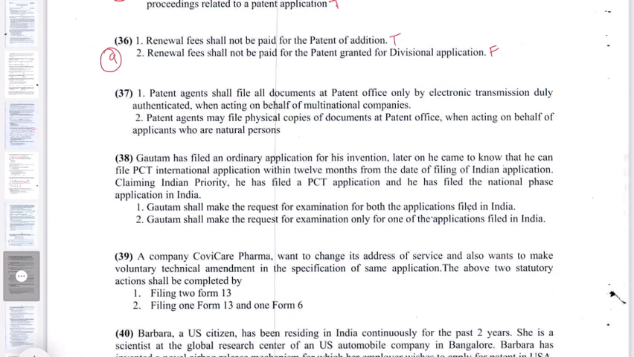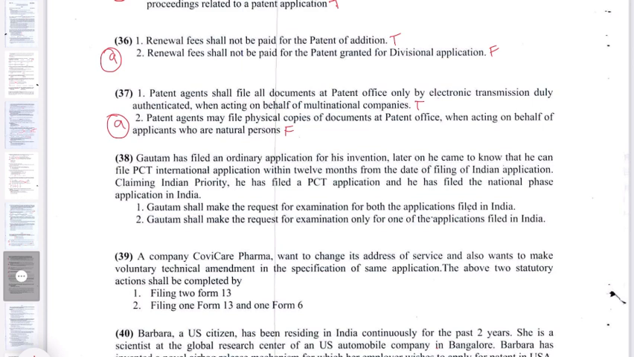Next question. Patent agent shall file all documents at patent office only by electronic transmission duly authenticated when acting on behalf of multinational companies. This is true. Second sentence. Patent agents may file physical copies of documents at patent office when acting on behalf of applicants who are natural persons. This is false. So correct option is A because we have to file the electronic transmission duly authenticated in the patent office.